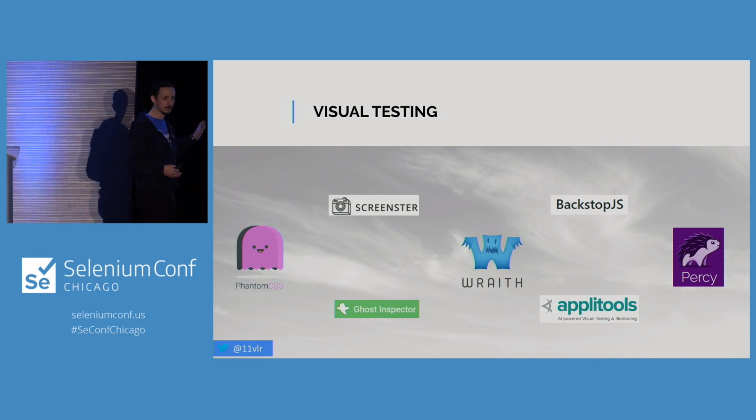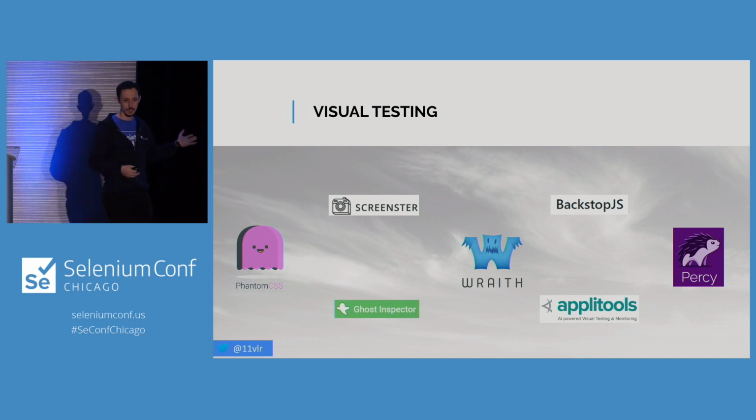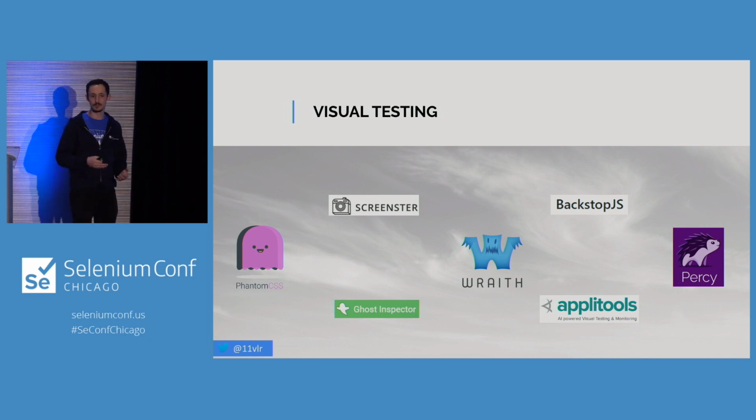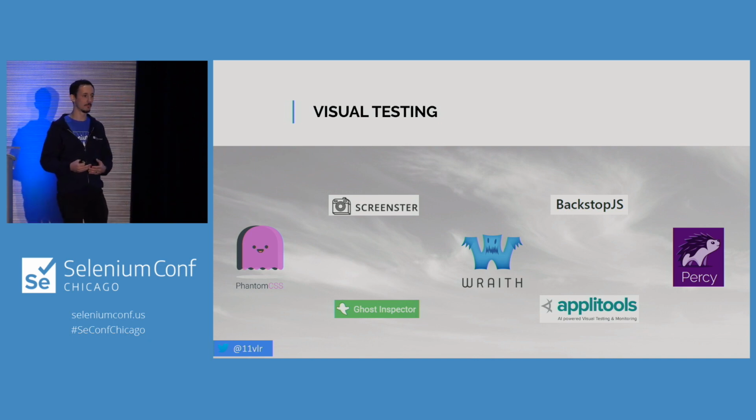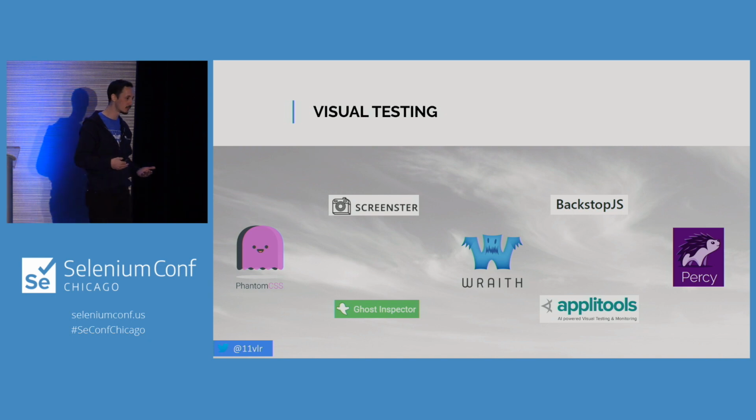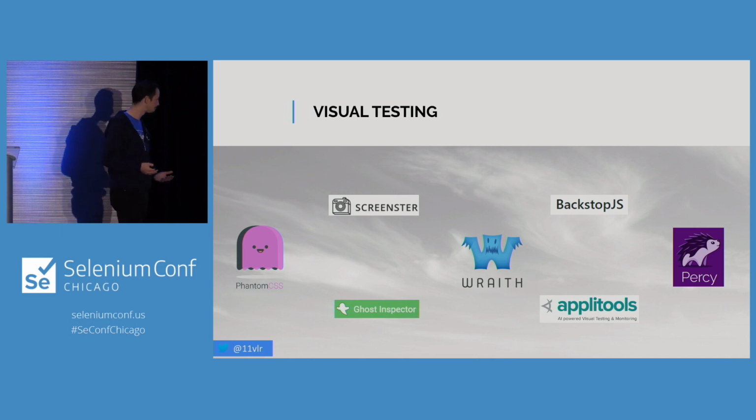Some of these are free, some of them are not. Wraith is a really good one. It's by the BBC. Lots of them do the same things, but in a slightly different way. Some of them are updated more often than others. So you need to weigh it up really and do a few spikes to see what works for you, because there's not a one-size-fits-all with this.